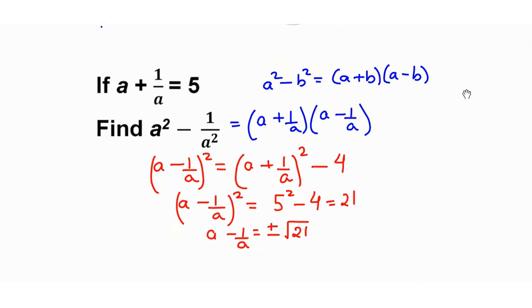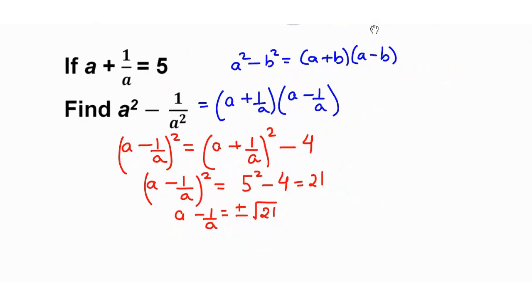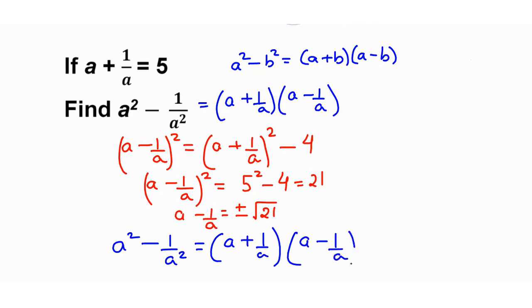Now we are going to find a square minus 1 upon a square. That's what we wanted. This is equal to a plus 1 upon a into a minus 1 upon a. Now a plus 1 upon a is 5. And a minus 1 upon a is plus minus under root 21. So the final answer will be plus minus 5 under root 21.